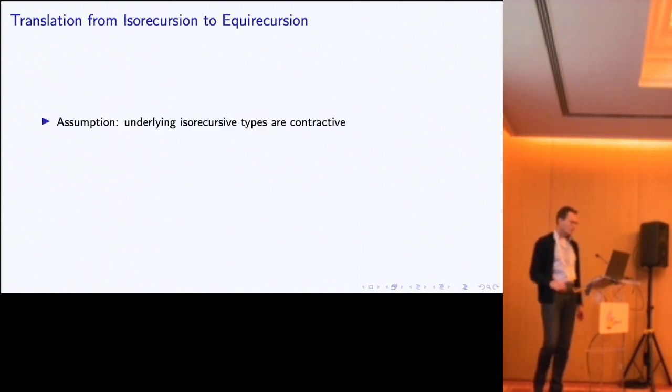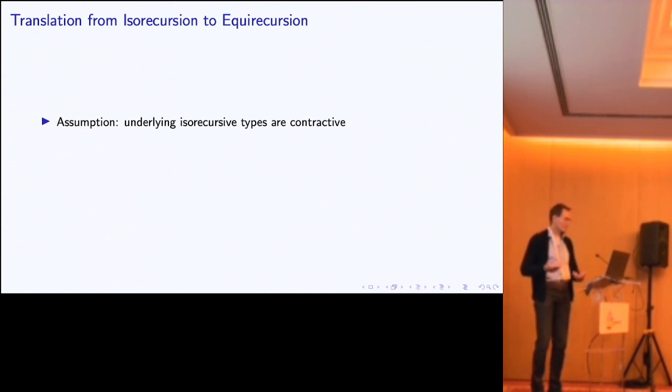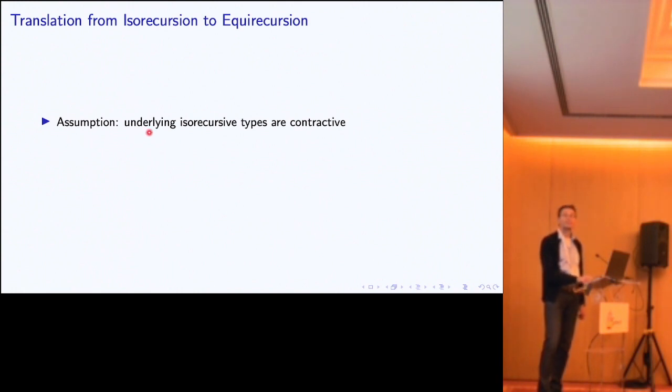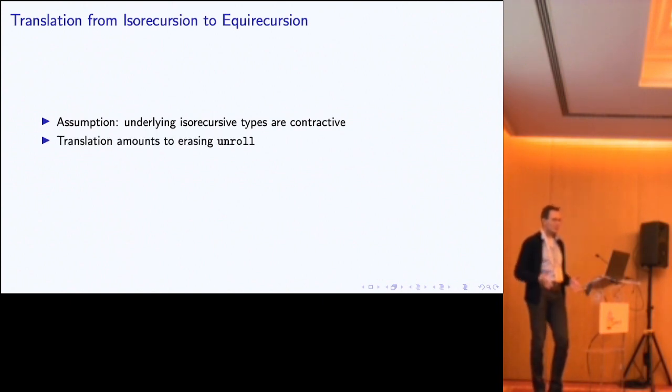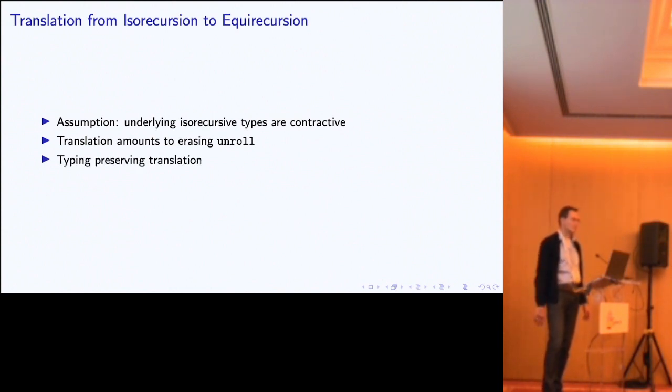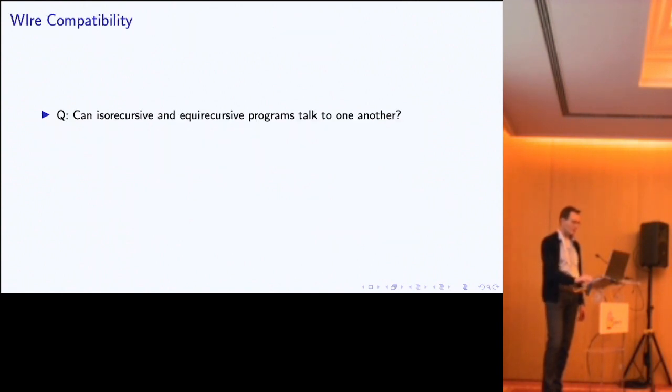Also, you might wonder, can we come back? You can come back from an isorecursive system to an equirecursive system if you assume that the underlying isorecursive types are contractive. Usually, in treatments of isorecursion, you don't assume that, because the unfolding is explicit, so there's always something going on. But for the application that we have in mind, it's good to assume that isorecursive types are also contractive, because otherwise the whole bandwidth would be spent on unrolling and synchronization, and no information would ever be transmitted. I think it's a reasonable assumption, and with that, the translation is actually just erasing the unroll statement, and there you go. That's also a typing preserving translation, and you're good.